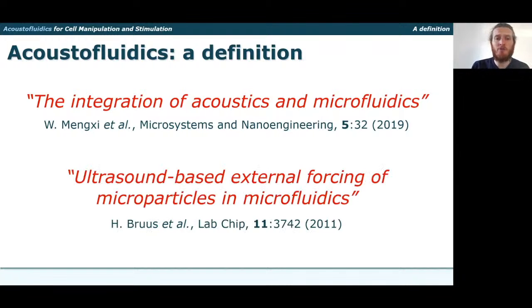Acoustofluidics is also often defined as the ultrasound-based external forcing of microparticles in microfluidics. And this is a more application-specific definition, which reflects the fact that many acoustofluidic systems have been designed and manufactured particularly with the aim of manipulating particles or biological cells for a variety of applications, and we'll be covering some of these applications later on in the talk.